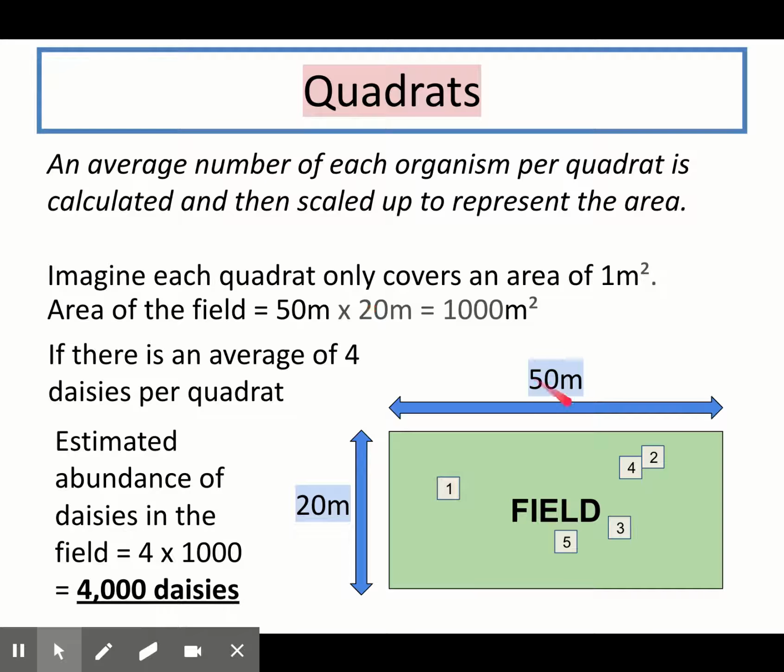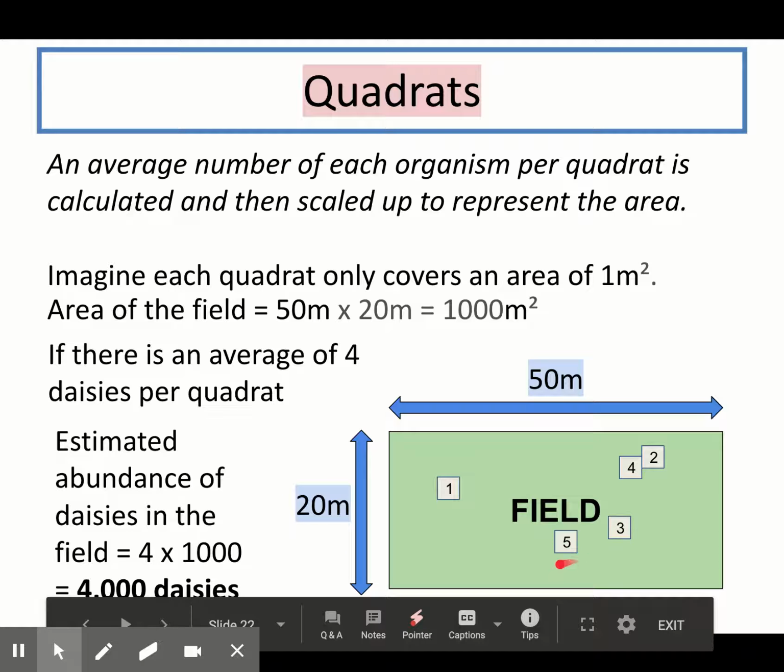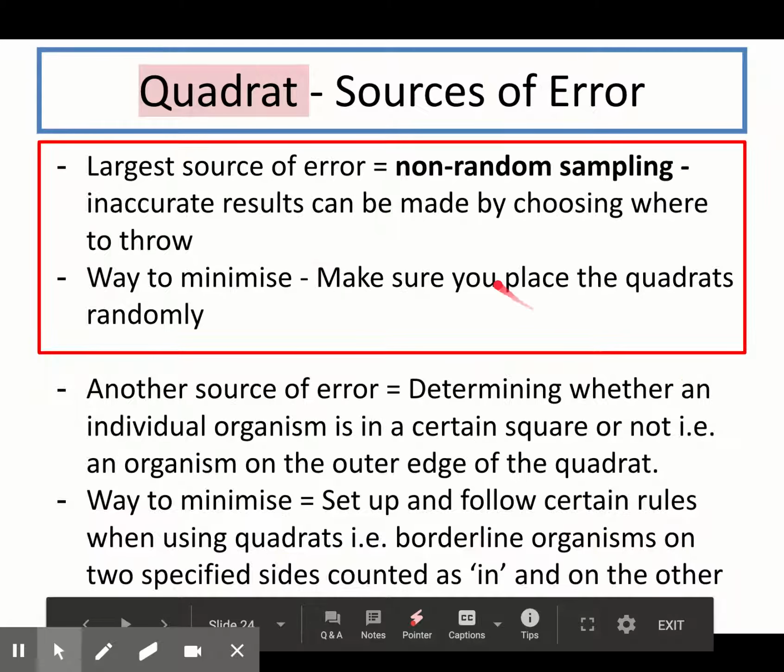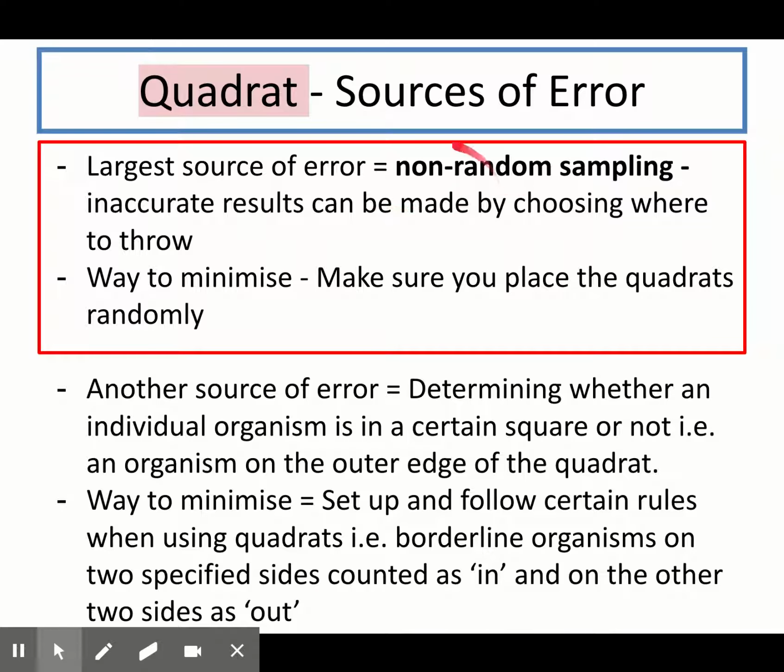And you can see this if I go back, because some of these ones are actually quite close together. If I was choosing where to put these, I'd probably space them out, but that's not a good thing to do. So I randomly threw these quadrats, and this is where they've ended up. And this will give me a more representative sample. But if I did non-random sampling, that would be a source of error. Now, the way to minimize that is just to make sure you place the quadrats randomly.